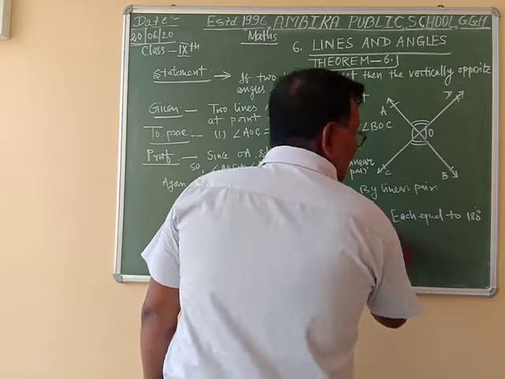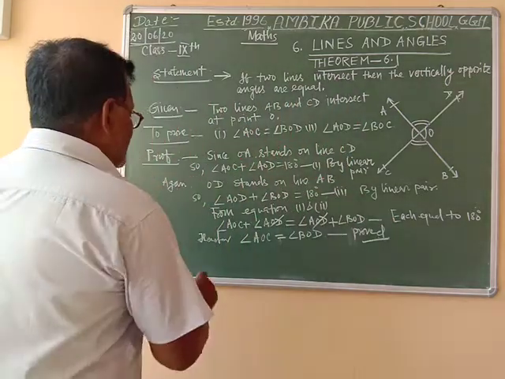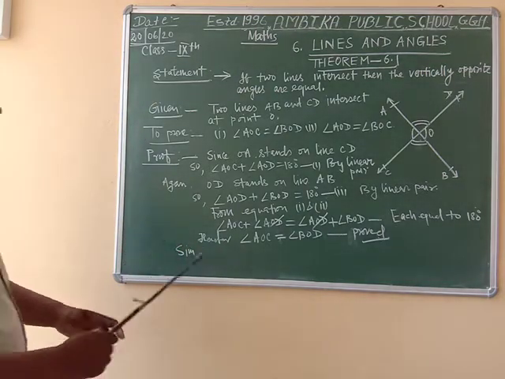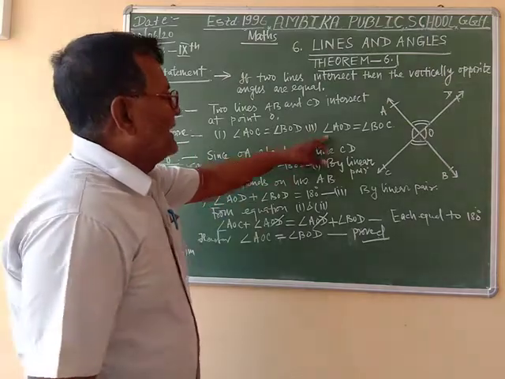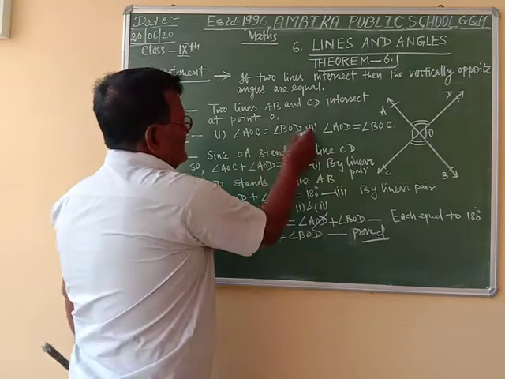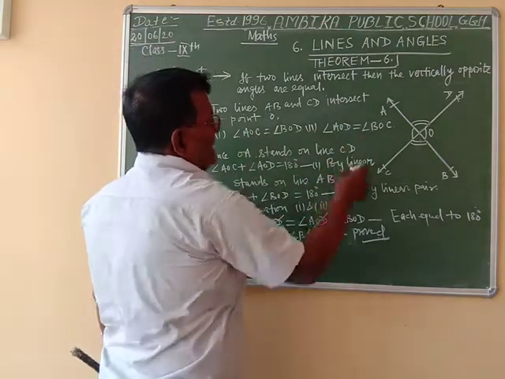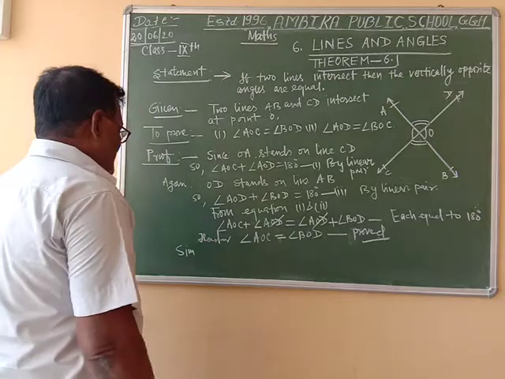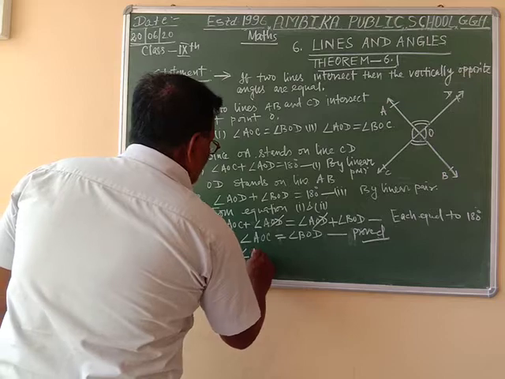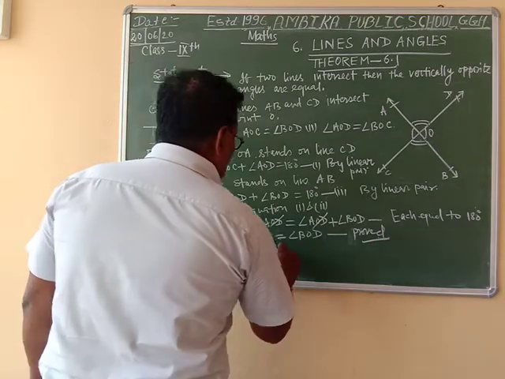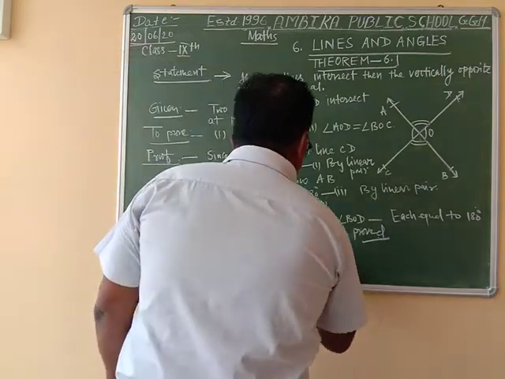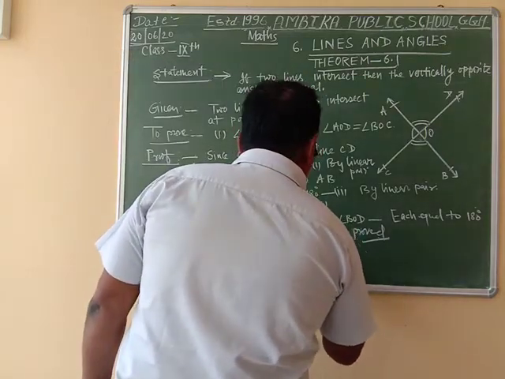Similarly, we can prove that. It is not necessary to prove angle AOD is equal to angle BOC, because we have just proved angle AOC equals angle BOD. Similarly, you can prove angle AOD is equal to angle BOC. It was to be proved.